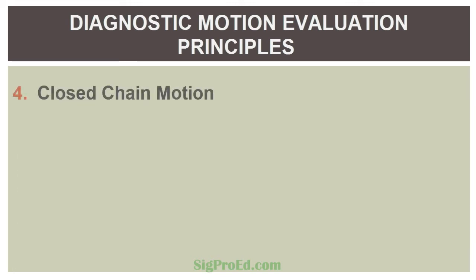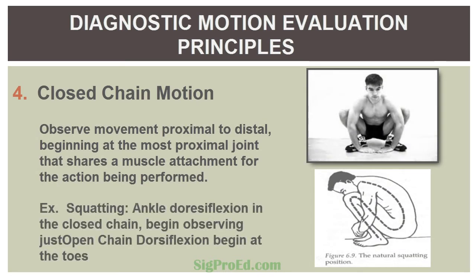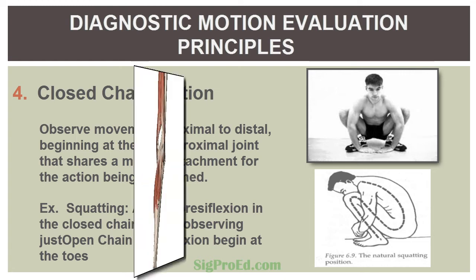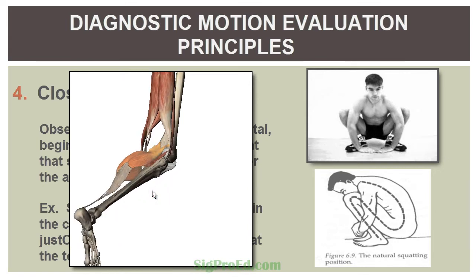For closed chain activity, the motion begins proximal to distal, beginning at the most proximal joint that shares a muscle attachment for the action being performed. And in this individual, if we looked at dorsiflexion again, the most proximal place that a muscle attachment that shares the ankle would be at the knee. The gastroc crosses the knee joint posteriorly and attaches to the femoral condyles.